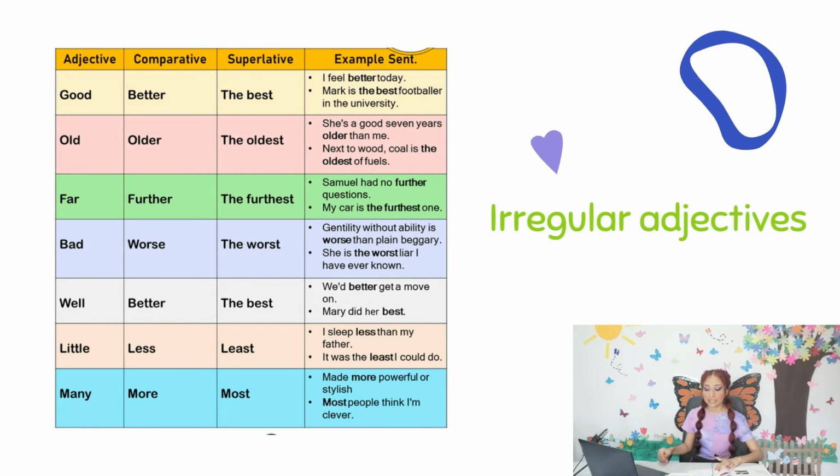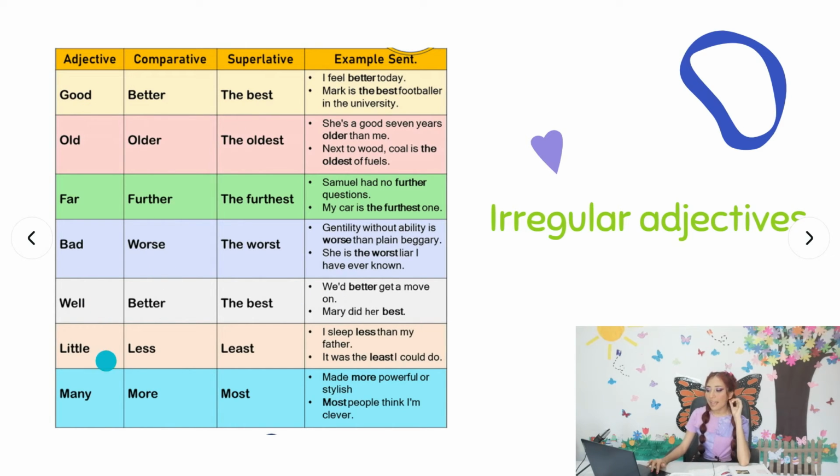Okay, so that's it. Now we have well: better. Okay, it's also better, right? And the best. They are both used almost the same way, good and well. Little, comparative less, and in superlative, least. Okay, the least. Many, comparative more, superlative most.